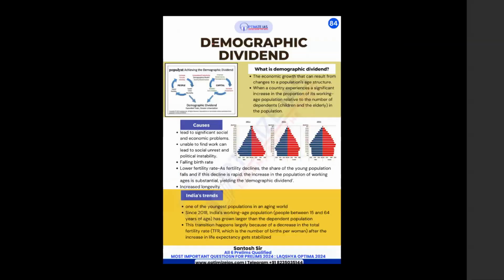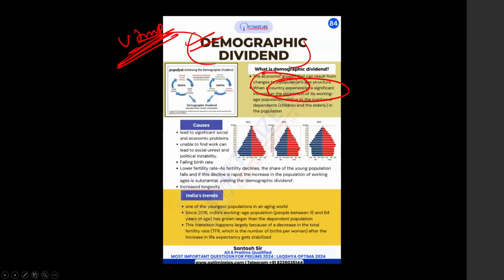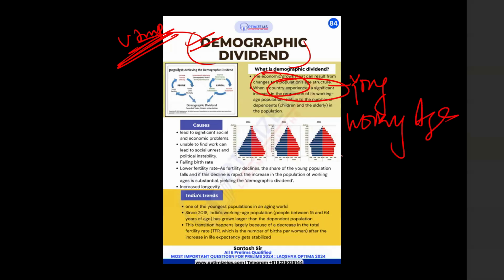Okay, next concept, guys, we are discussing demographic dividend. Very important, this year in exam, it's coming. It's already started to reach the exam hall on the 16th of this June. Guys, what is demographic dividend? Demographic dividend is nothing but the economic growth which comes because of favorable age structure. What is favorable age structure? Young working age population, 15 to 64. 15 to 64 is called young working age population.